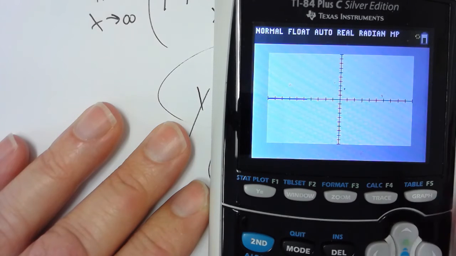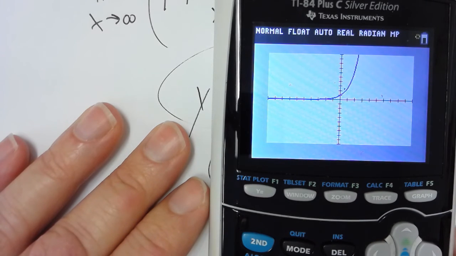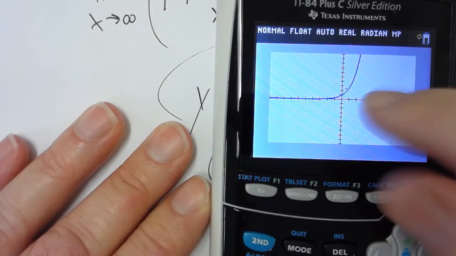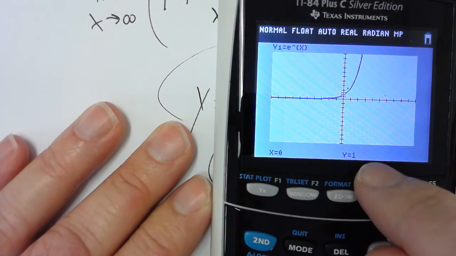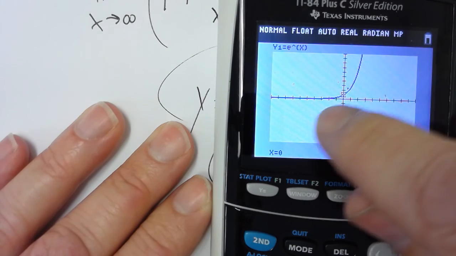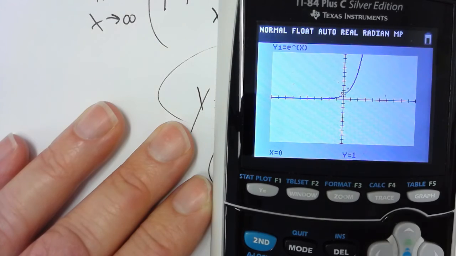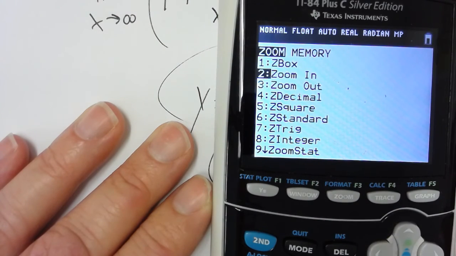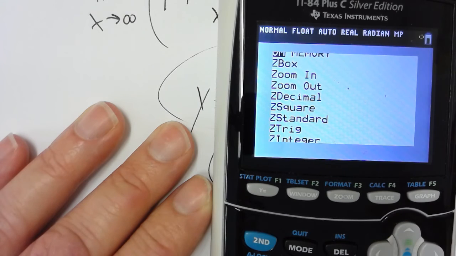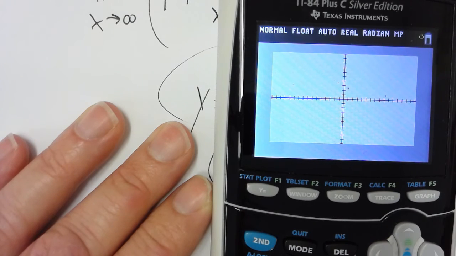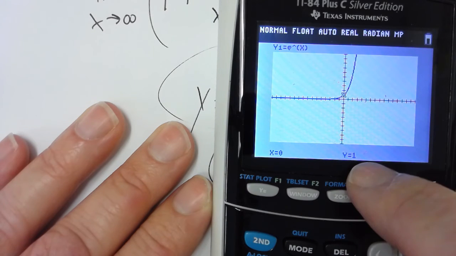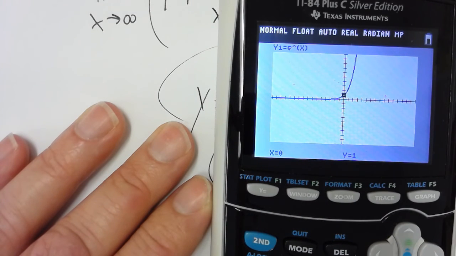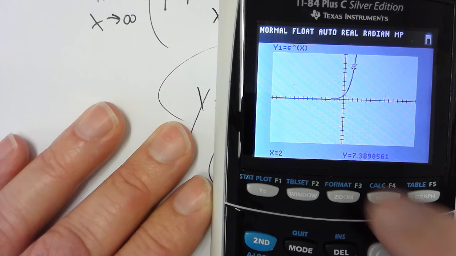Here's the e to the x function, and it goes up and up and up and up. And so the y value is the instantaneous rate of change. So if I go to trace and I put in 0, 0, 1, so it has a slope, an instantaneous rate of change of 1 there, and it kind of looks like it, slope of 1. Let me do zoom square, and it'll square it up so it looks more like a slope of 1. Zoom square is number 5. So if we're looking along here, and we're at trace, 1, 0, 1 has a slope of 1. If you go to 2, enter, and the slope there would be 7.